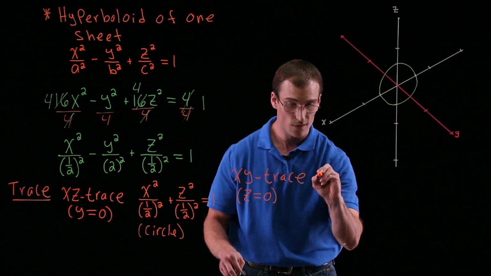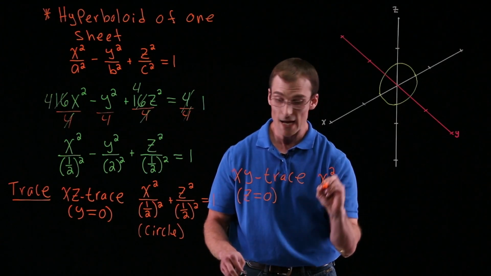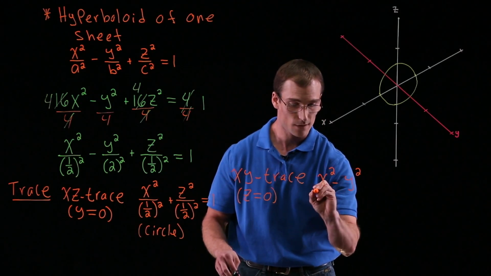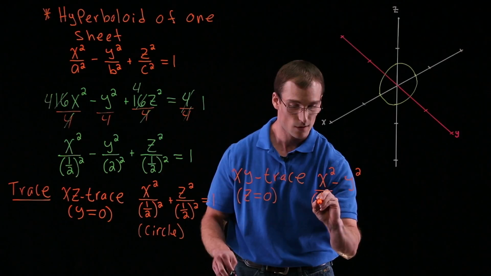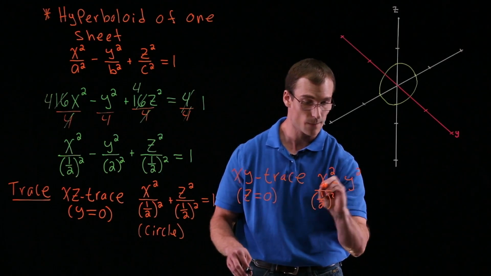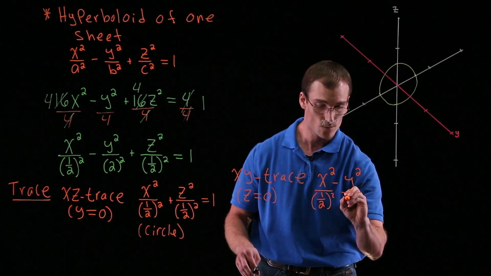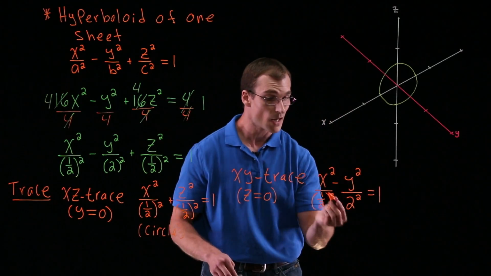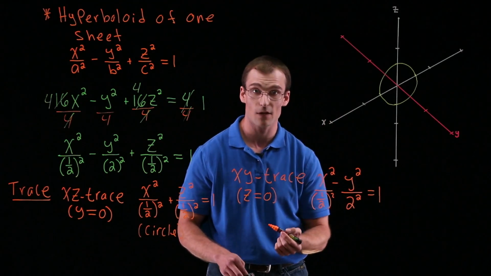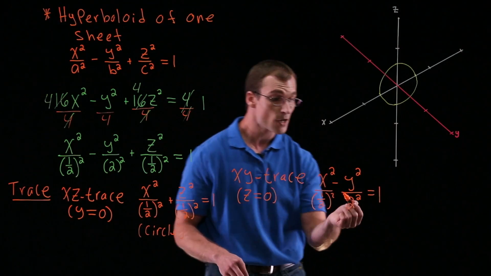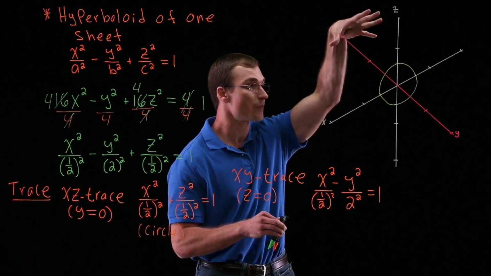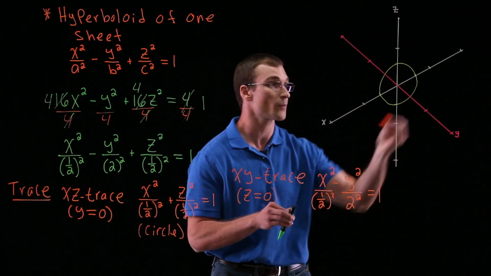So that's going to give us x squared over quantity 1/2 squared minus y squared over 2 squared is equal to 1. Now we can recognize this as the graph of a hyperbola. Okay? So we have a hyperbola in our xy plane. So looking down from above on our xy plane, we're going to have two hyperbolas.